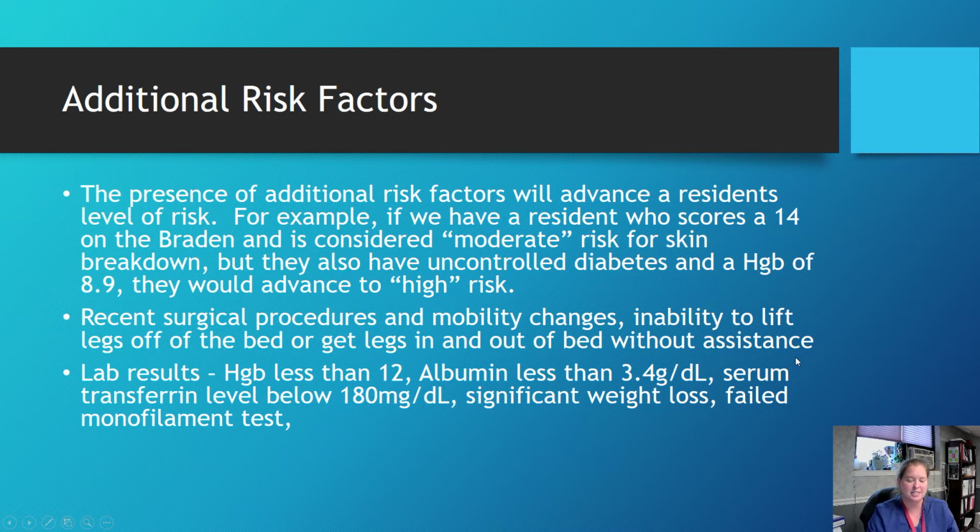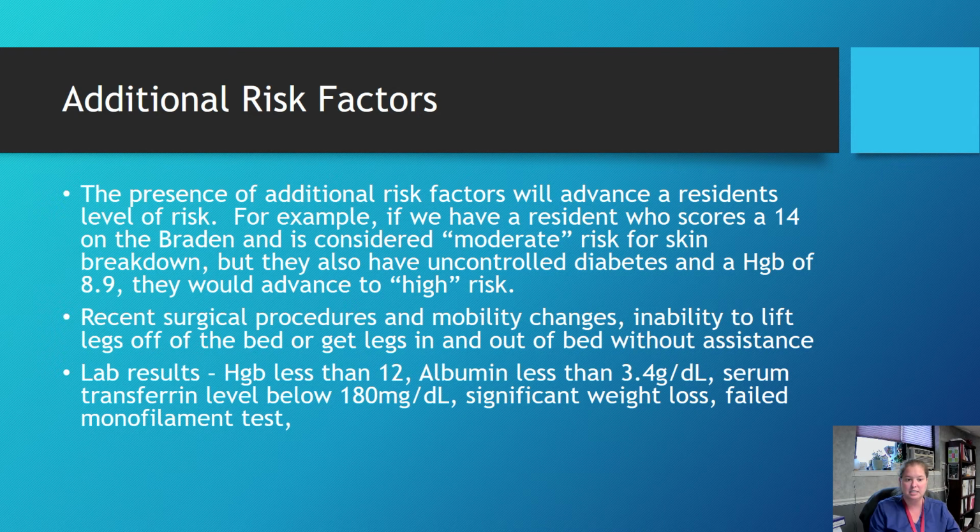So like I said a little bit ago, the presence of additional risk factors is going to advance a resident's level of risk. If you have someone who's at mild risk, but they also have diabetes and they failed their monofilament test, you're going to advance that person to a moderate risk. It really doesn't change much about what we do with interventions. The time when this matters is when you see someone get a high risk score, or a moderate risk score with additional risk factors.